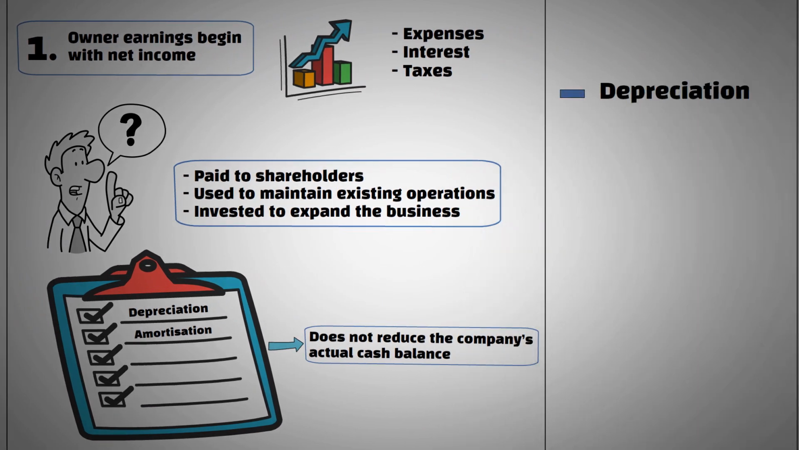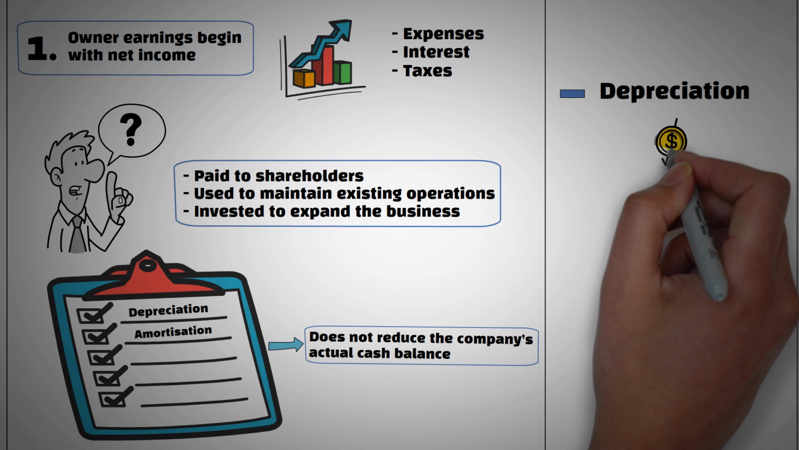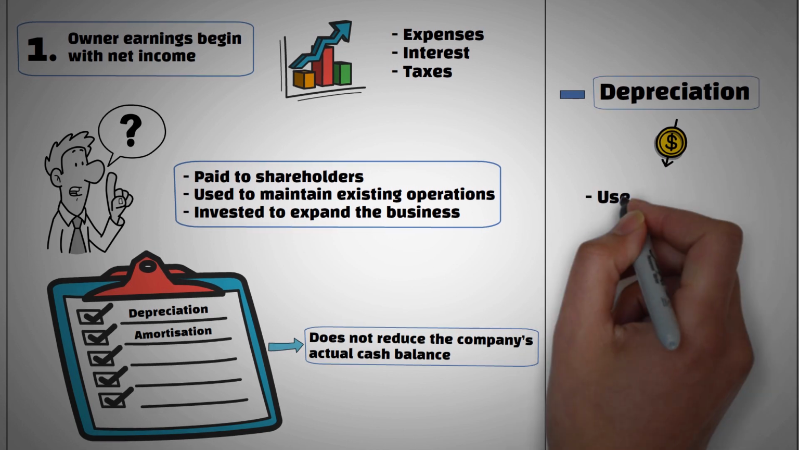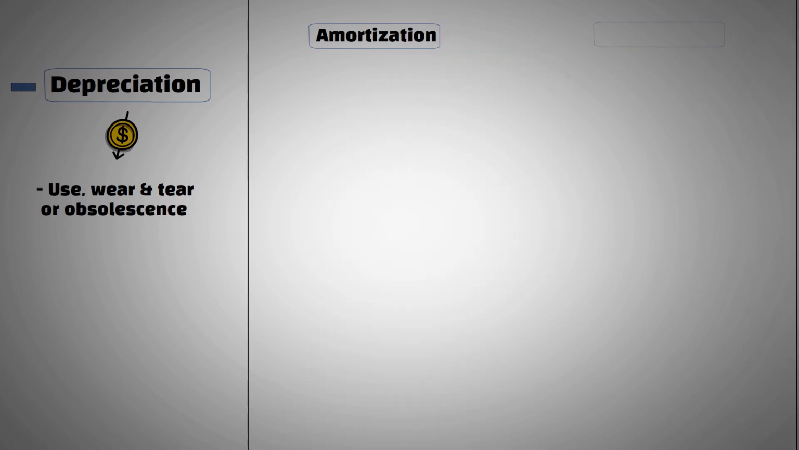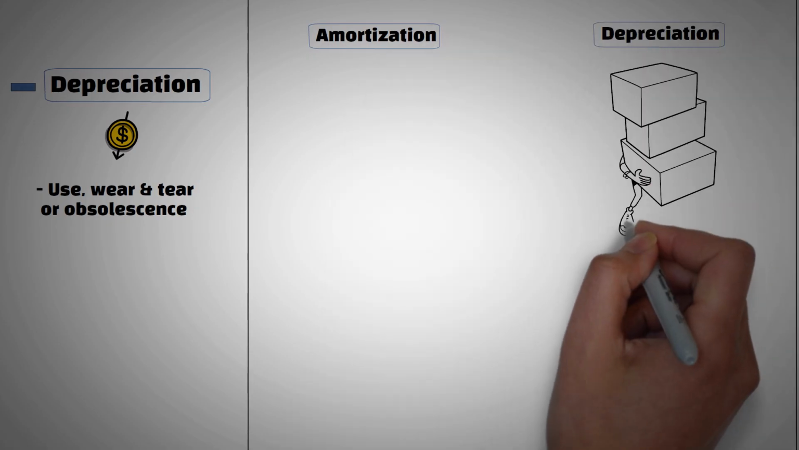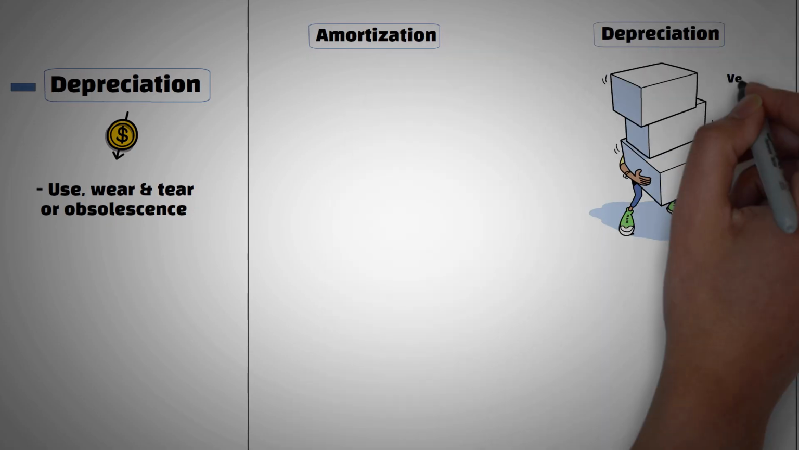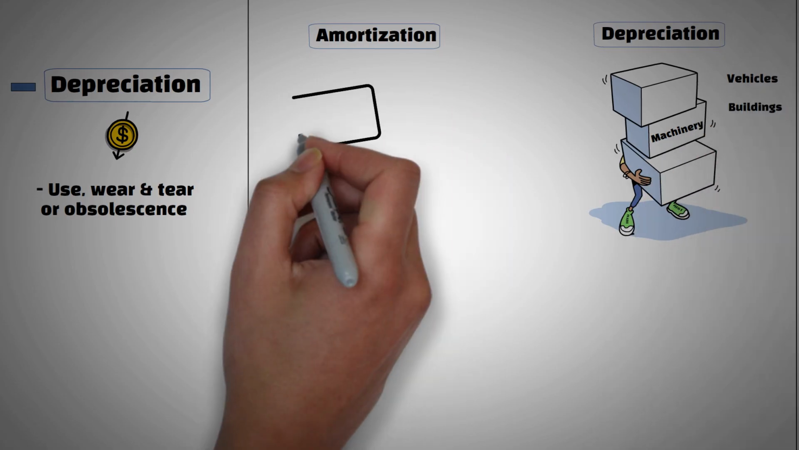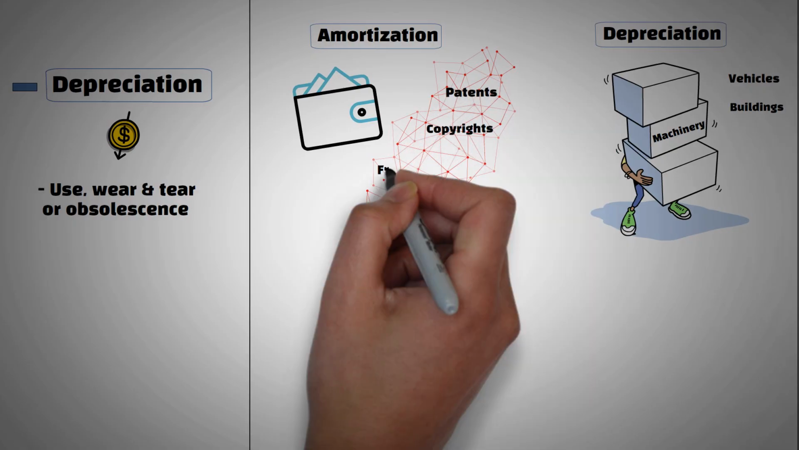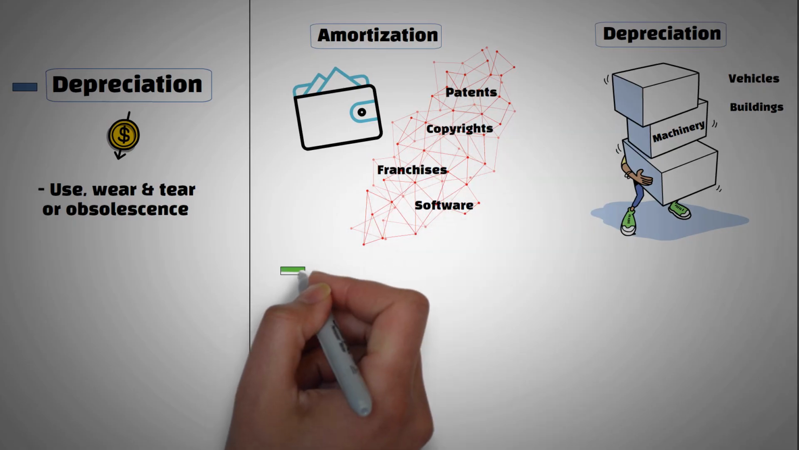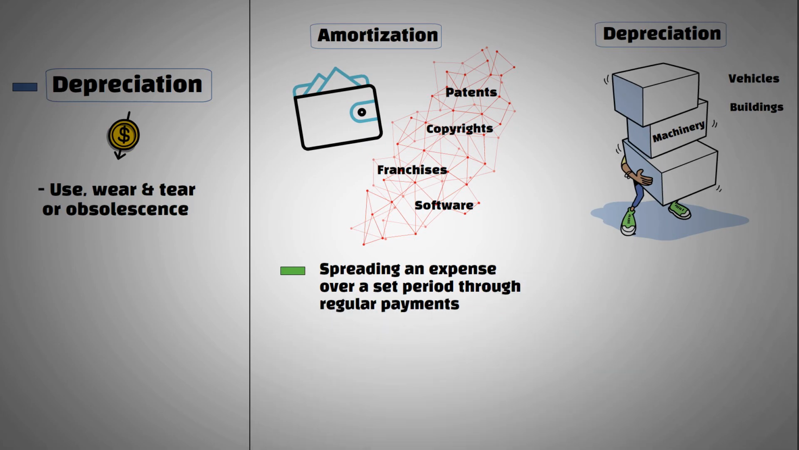Depreciation is the reduction of an asset's value over time due to use, wear, and tear, or obsolescence. The difference between amortization and depreciation is that depreciation is based on tangible assets, such as vehicles, machinery, or buildings. However, amortization is based on intangible, non-physical assets that you cannot touch, such as patents, copyrights, franchises, and software. Amortization involves spreading an expense over a set period through regular payments. It means spreading the cost of an intangible asset over its useful life.